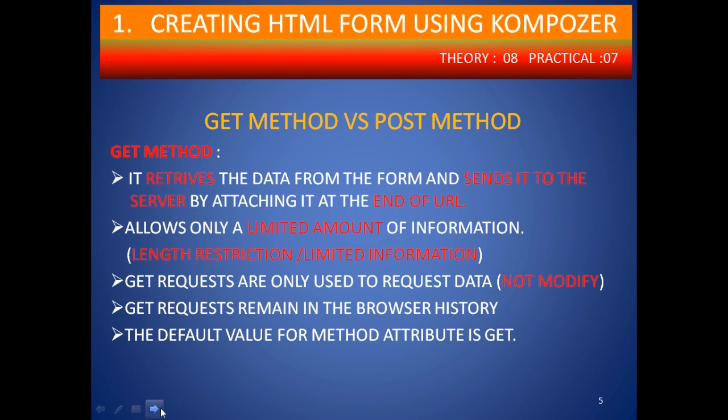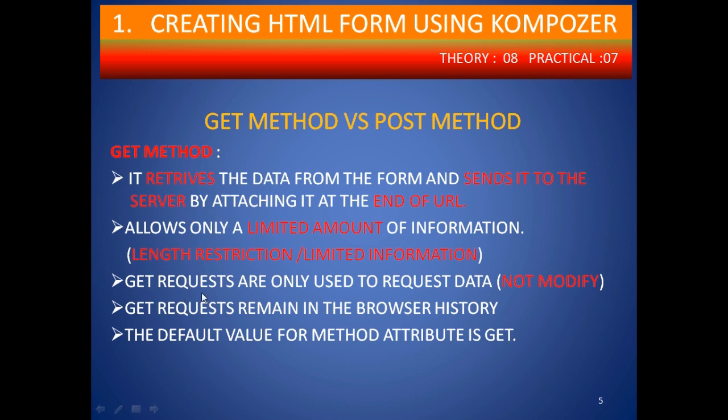Now get and post are both used for sending data. Remember one thing: the get method retrieves the data from the form and sends it to the server by attaching it at the end of the URL. URL full form is Uniform Resource Locator. It allows only a limited amount of information. So whenever we are sending data using the get method, we have limited information, we have a length restriction.